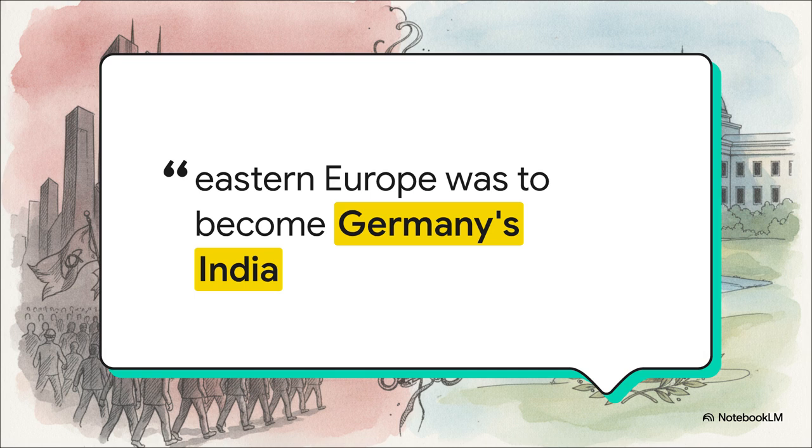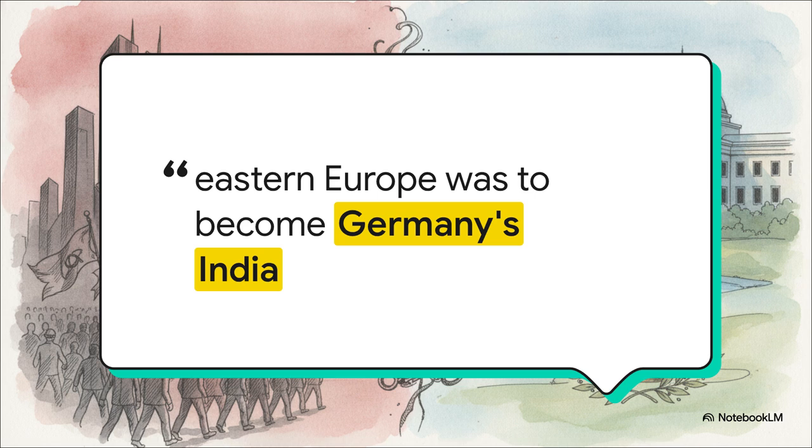Now, it's pretty wild to think about, but Hitler actually harbored this deeply twisted admiration for what he perceived as ruthless colonial domination. In his writings, like his Zweites Buch, and in recorded conversations from around 1942, he kept citing British rule in India as the ultimate model for how the Germans were going to rule Eastern Europe. He literally called Eastern Europe Germany's India.